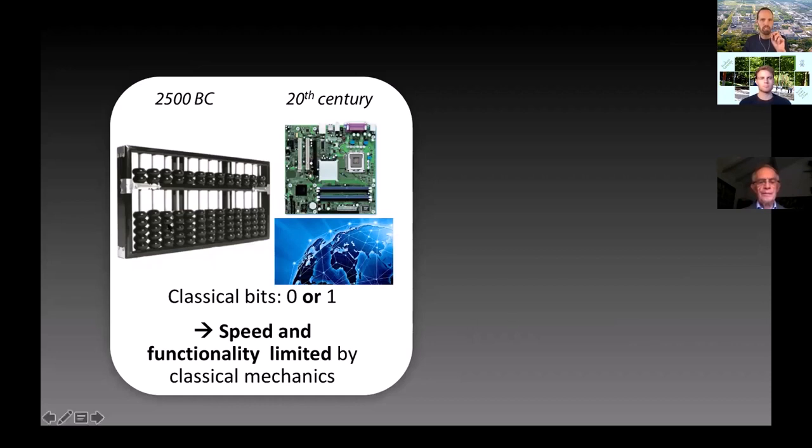In the abacus, there is a marble, it's up or down. In a transistor, the voltage is high or the voltage is low. And the same is true for the internet, where the voltage pulse gives the value of a bit, which is 0 or 1. And the fact that all these machines operate in an analogous way at the fundamental level also means that their speed and functionality is limited in the same way, namely by classical mechanics.